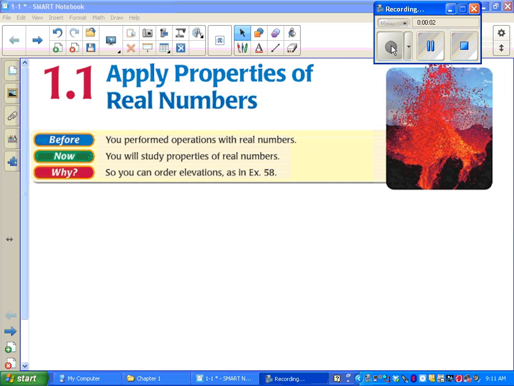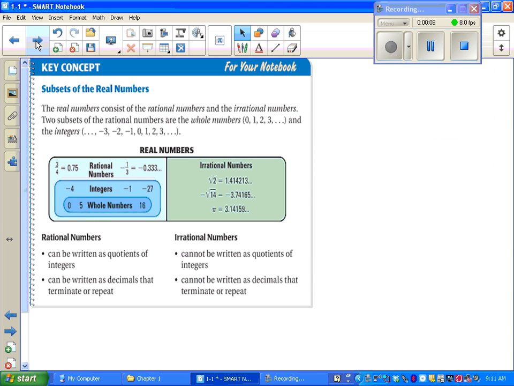1.1, apply properties of real numbers. A lot of what you see here is going to be a review from Algebra 1. In Algebra 1 and lower, you learned about rational numbers and irrational numbers. If you don't remember the difference between those two, you can go ahead and pause the video and read the difference.